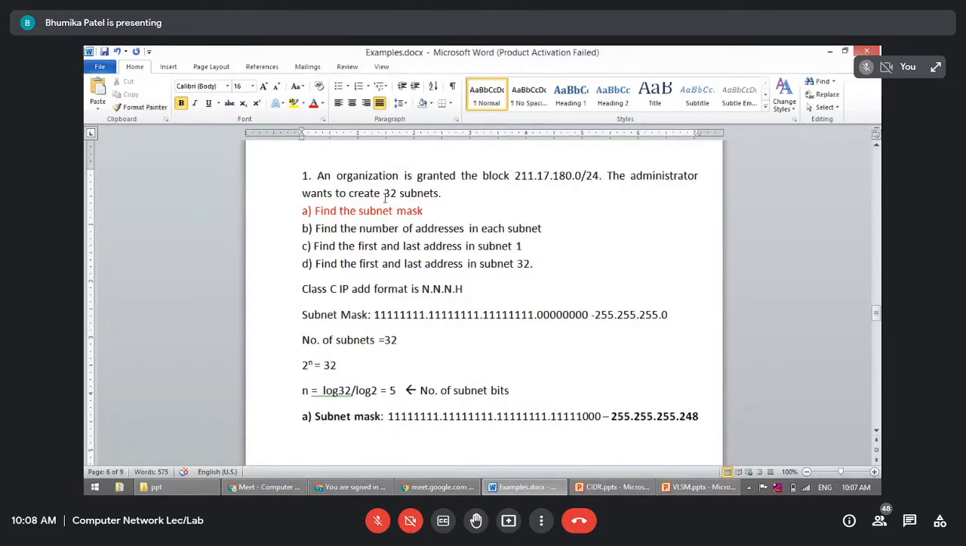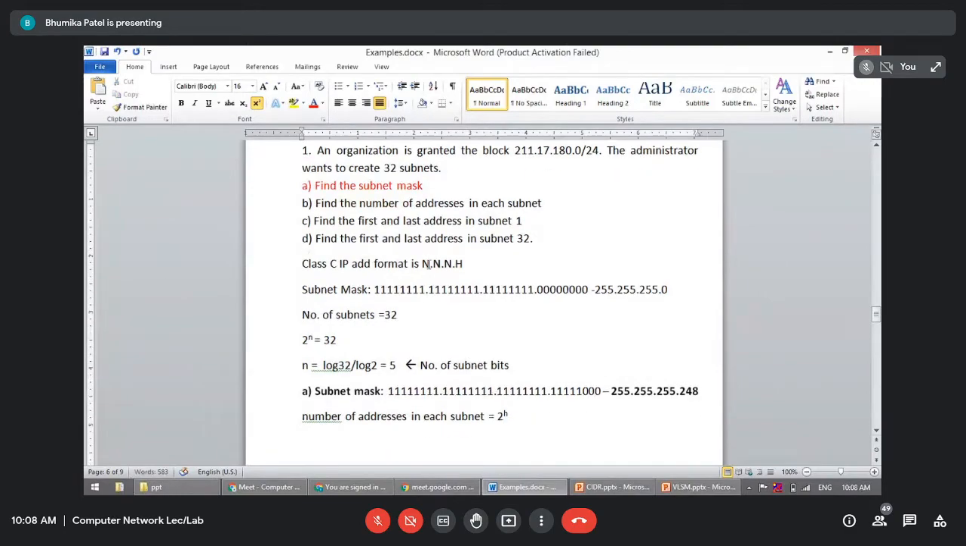Now, how many total subnets do we have? 32. Okay, so how many IP addresses will be inside each subnet? That we have to find. Okay, so what is the formula for the number of addresses in a subnet? Does everyone remember? Number of addresses in each subnet is equal to 2 raised to h, right? Where h represents what? The number of zeros in the subnet mask. Okay, the number of zeros in the subnet mask is nothing but the value of h.